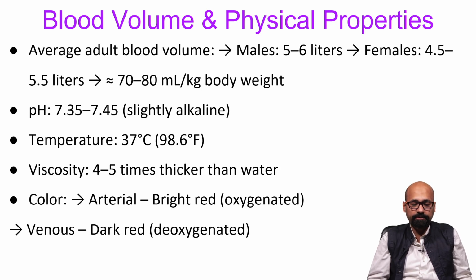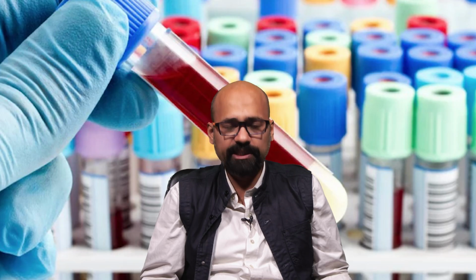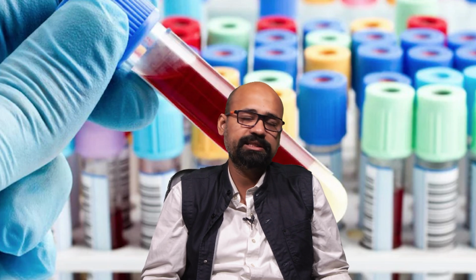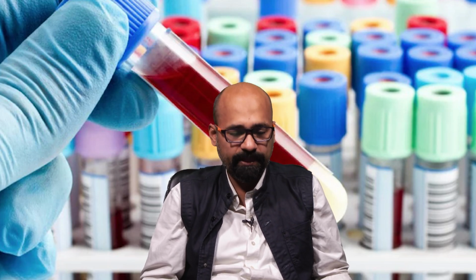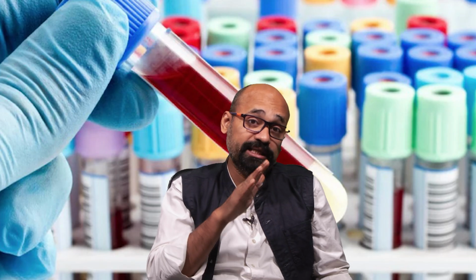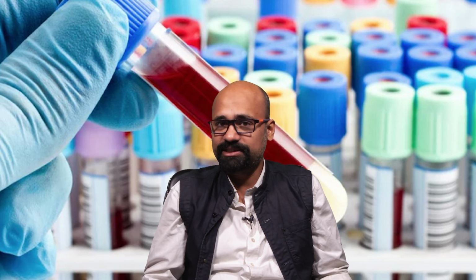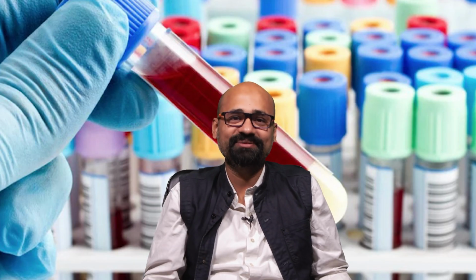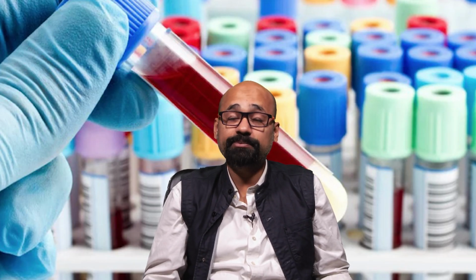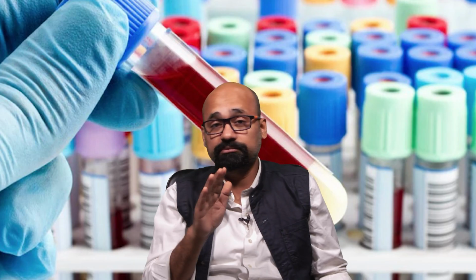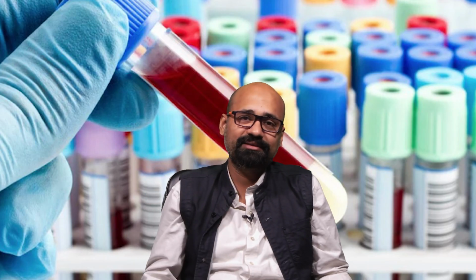What are the blood volume and physical properties? Average adult blood volume in males is around 5 to 6 liters, in females it is a little less, 4.5 to 5.5 liters, which usually comes to around 70 to 80 ml per kg of body weight. The pH is usually 7.35 to 7.45, which means it is more than 7, the neutral mark. So, blood is usually slightly alkaline, okay. The alkalinity keeps moving from somewhere little more alkaline to less alkaline.